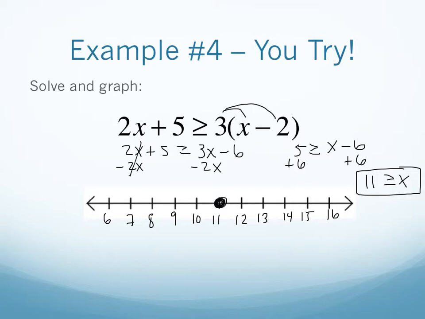The bigger side is towards 11. That means 11 is the bigger number. So x is less than or equal to 11. X is smaller than 11. Everything smaller than 11 is going to be to the left. So this is what you should have gotten.